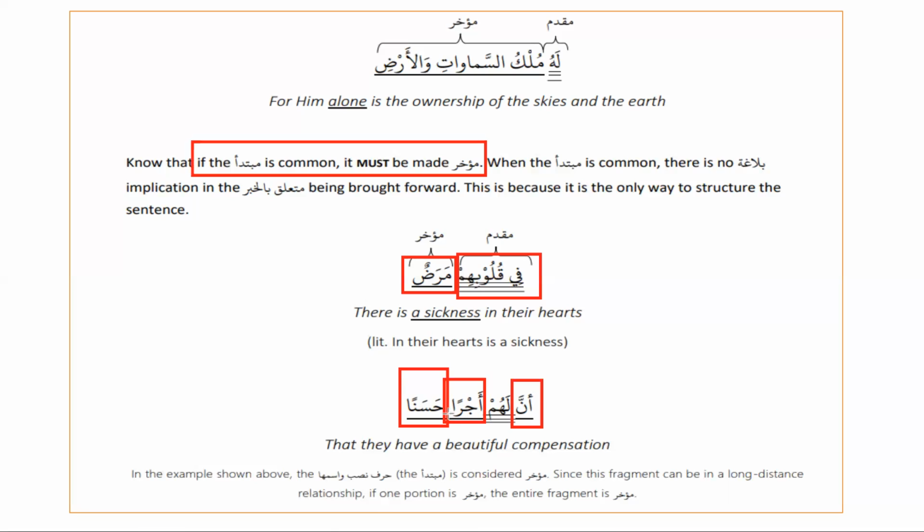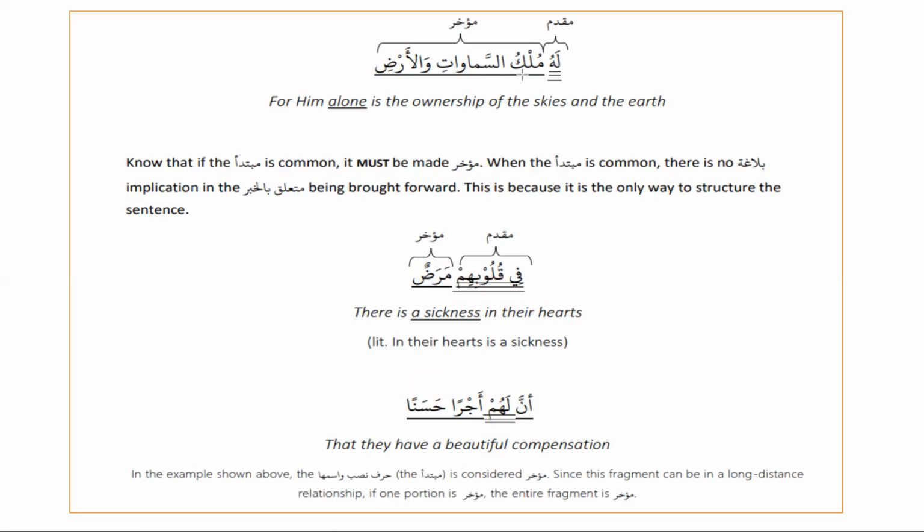Anna and its ism. Ajran hasanan is mubtada and lahum is mutaliq bil khabar. That they have a beautiful composition. Okay, another example with proper mubtada muakhar. Look, this one.